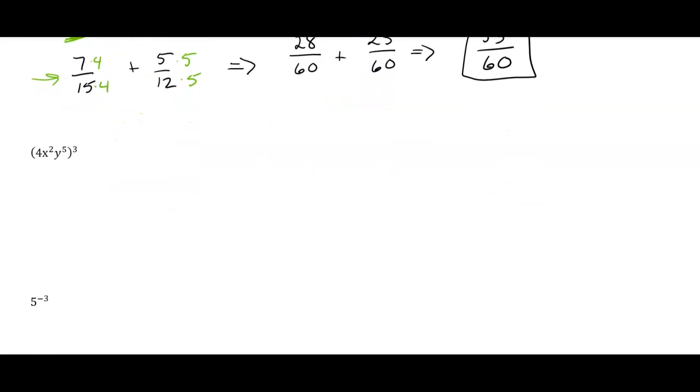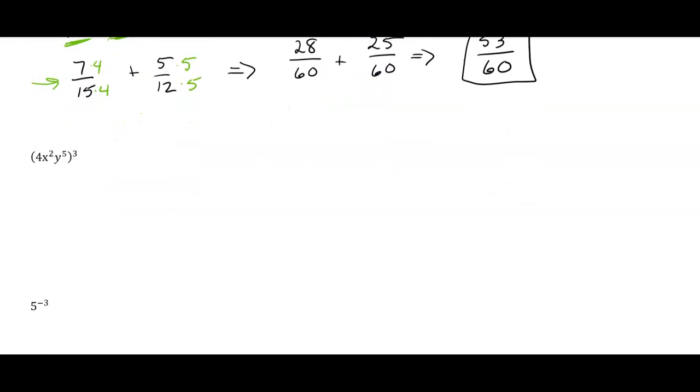All right. Now, what do we do when we have exponents on the outside? And this is something that's going to come up in this chapter, but that 3 actually goes on the 4. So I'm going to have 4 to the 3rd power. And then I'm going to have x squared to the 3rd power. And then I'm going to have y to the 5th to the 3rd power.